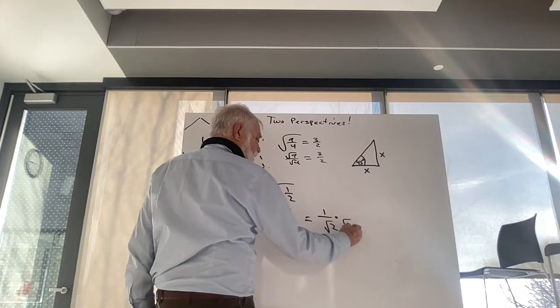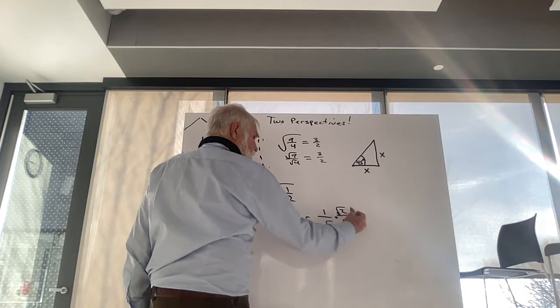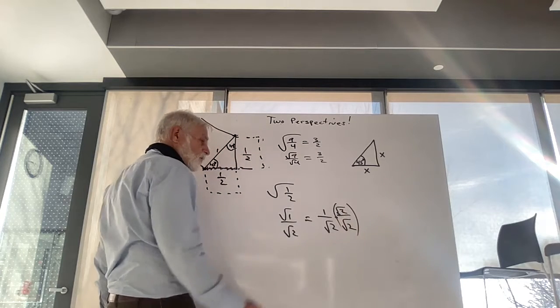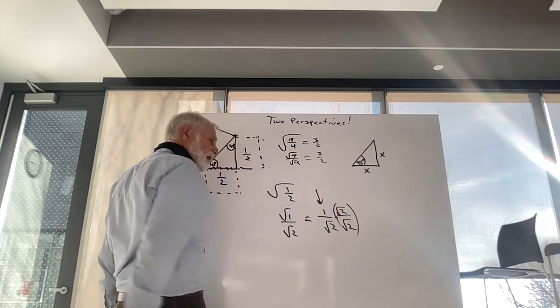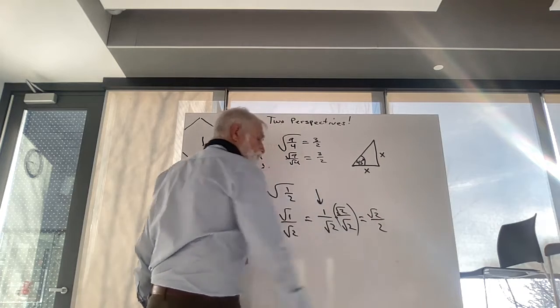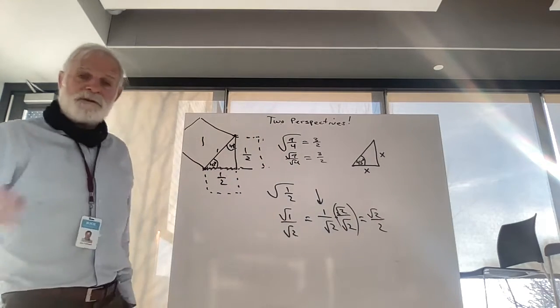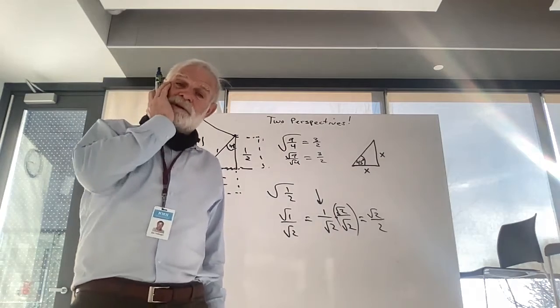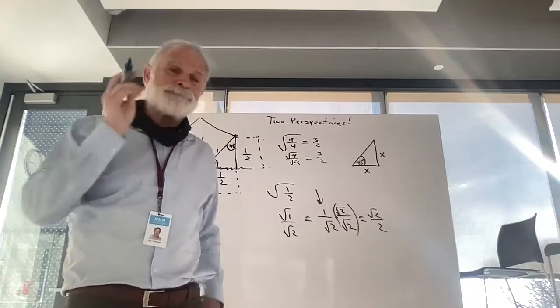We can change the look of that by multiplying by the number 1. Root 2 over root 2 is 1, so I'm not changing the size of the fraction, but it sure looks different. Square root of 2 over 2, which happens to be less than the square root of 3 over 2, and more than the square root of 1 over 2.